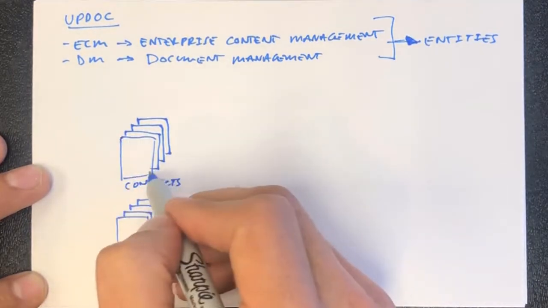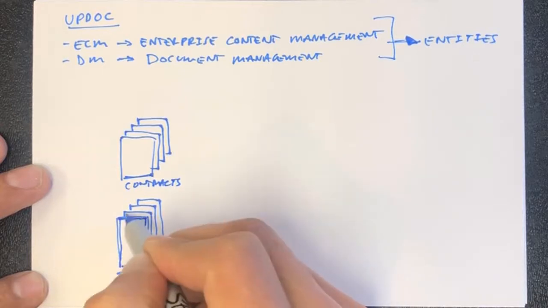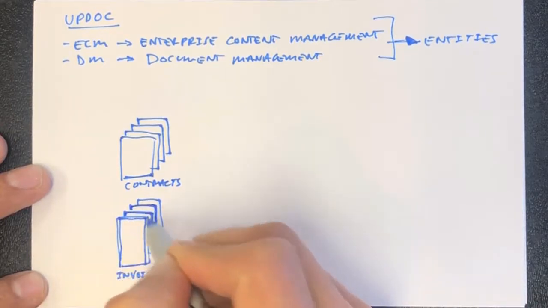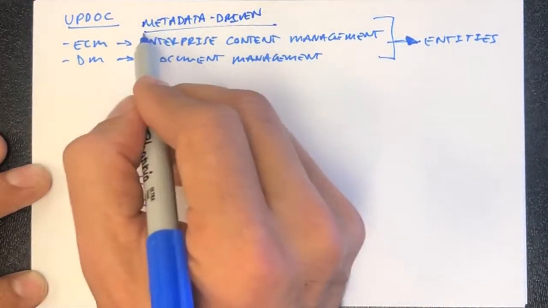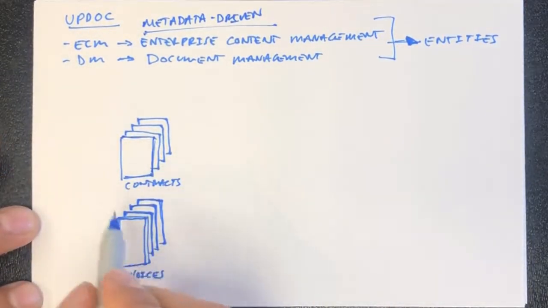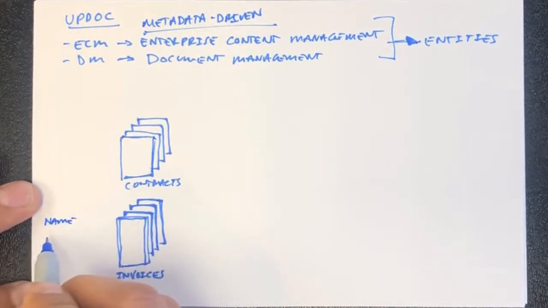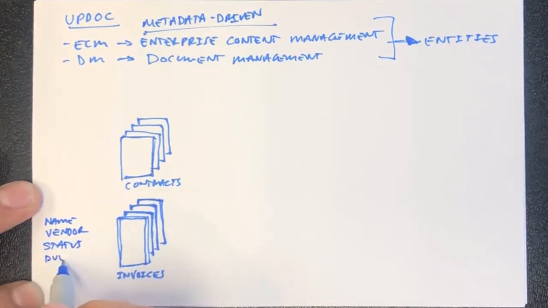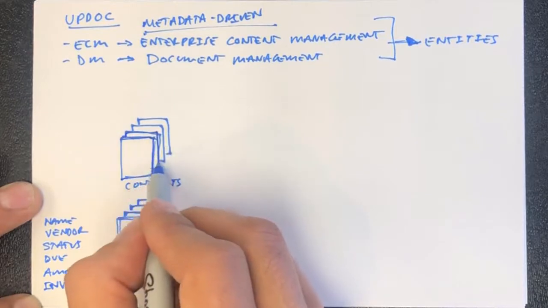So if we think about these things, historically we would have imagined them as being in a file cabinet or in a location somewhere, but when we're in the world of metadata-driven enterprise content management, then we're not thinking about location, we're thinking about what is the profile of this document. So for example, with invoices, we'd always have a name or title of the document, but we would want to know who's the vendor, what's the status, what's the due date, maybe what's the amount, the invoice number, and so forth. With contracts, we have a different set of metadata.